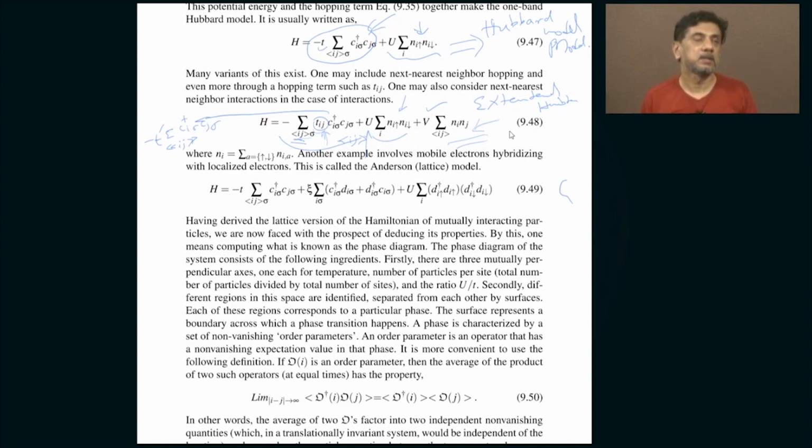One such seemingly ad hoc lattice model which is of immense interest in condensed matter physics is called the Anderson lattice model, the periodic Anderson model. The idea is that there are two types of fermions. One is what is called the itinerant fermions. Itinerant means mobile, electrons that move throughout the crystal. They are the ones who have prominent hopping amplitudes. That means they hop around from one site to another.